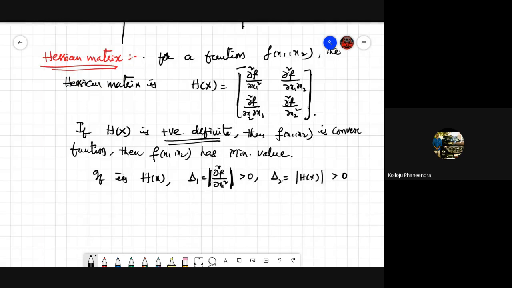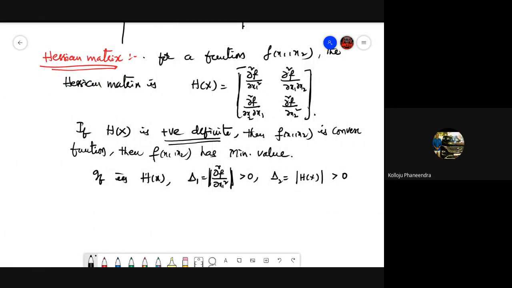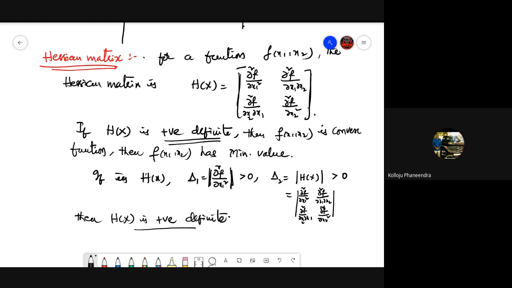If in H of x, the first principal minor and the second principal minor are positive, and the second principal minor means this one: dou square f by dou x1 square, dou square f by dou x1 x2, dou square f by dou x2 x1, and dou square f by dou x2 square. If this is also positive, then H of x is positive definite. When this is positive definite, the function is a convex function.